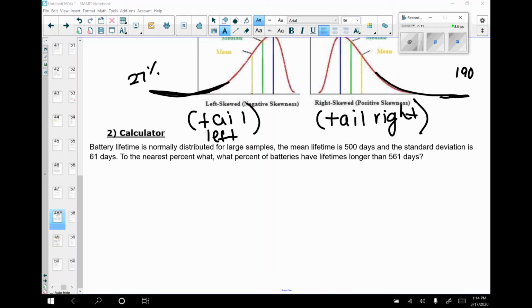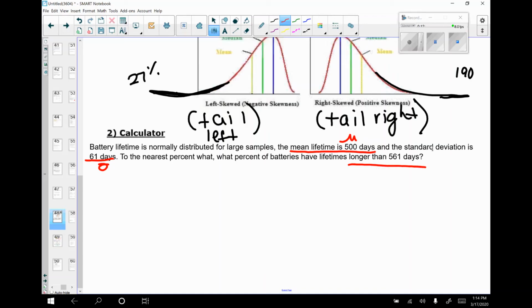Okay, so here's a problem / example that I would like you to copy down. Battery lifetime is normally distributed for large samples. The mean lifetime is 500 days. So you may want to write down mean lifetime, that's my mu. And the standard deviation is 61 days. So that's my standard deviation. To the nearest percent, what percent of batteries have lifetimes longer than 561 days?